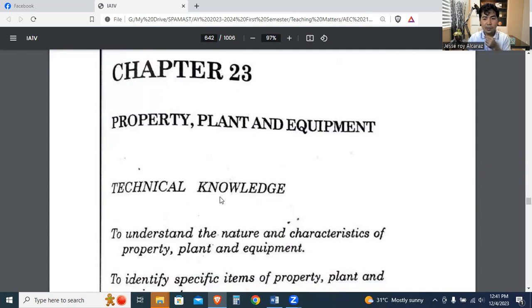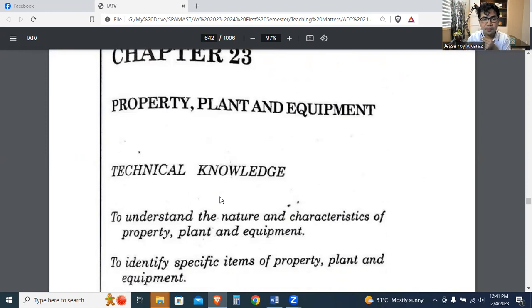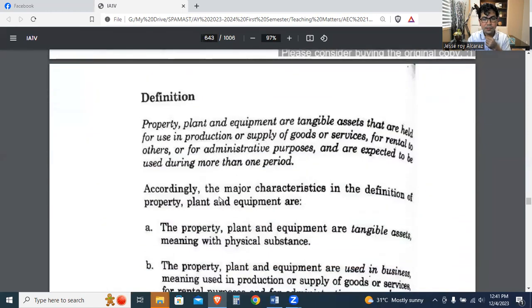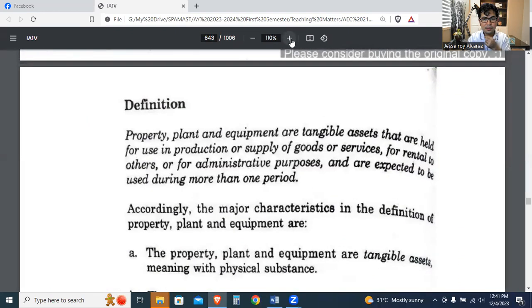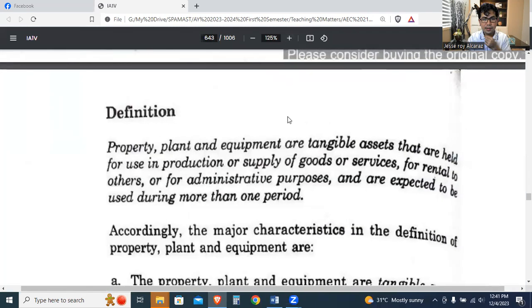So property, plant, and equipment, this is not that comprehensive. This is a long chapter. So I'll just be introducing what are property, plant, and equipment, its inclusions and exclusions, the initial measurement as well as the subsequent measurement. Okay, so let's go over the definition. Okay, zoom in. Okay, I think that's good.